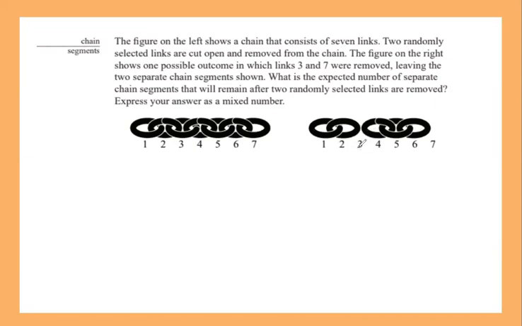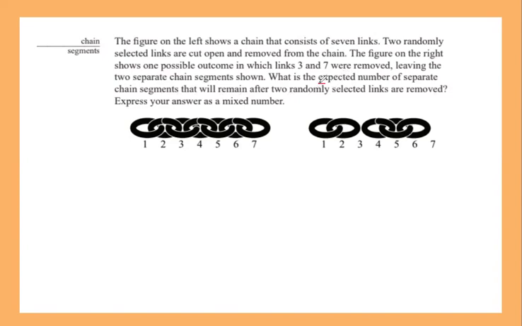So if you choose 3 and 7 and remove those, you will see 2 links together and the other 3 together. So basically 2 groups will be left over. And what is the expected number of separate chain segments that will remain after 2 randomly selected links are removed? Make sure you answer the question.